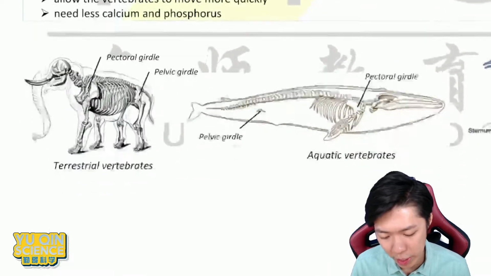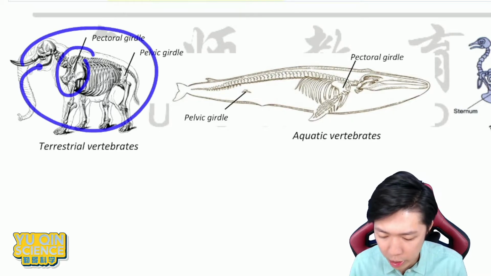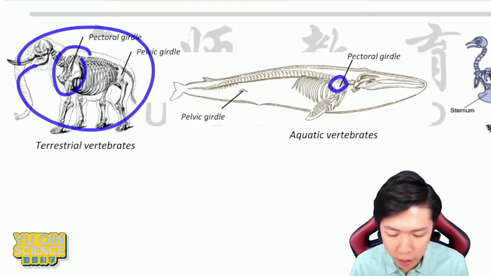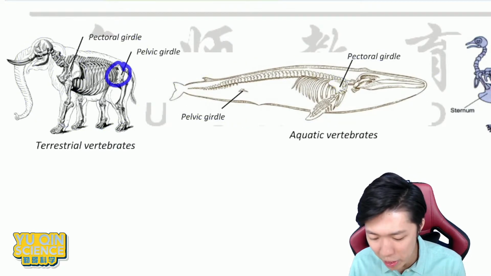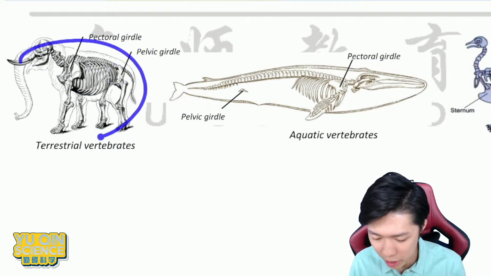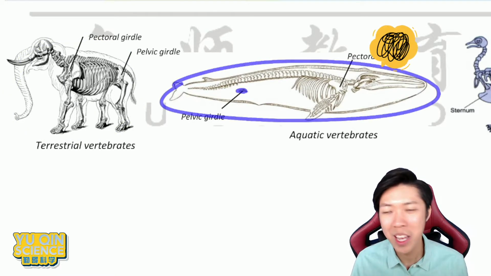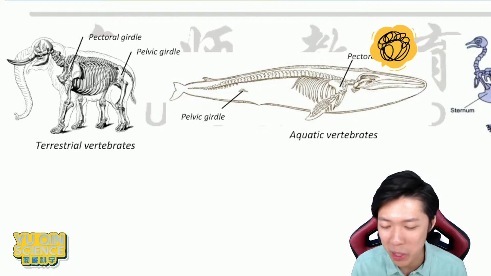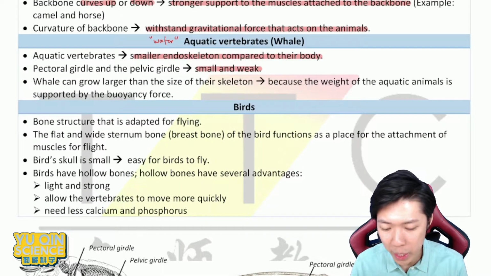So hence their bones are relatively smaller and weaker. Okay, and you can take a look at the picture. The pectoral girdle compared to the whole body size, and the pectoral girdle compared to the whole body size. Yeah? Okay, the pelvic girdle compared to the whole body size, where the pelvic girdle compared to the whole body size, it's almost useless, you know, to them. It's so small that it's almost useless.